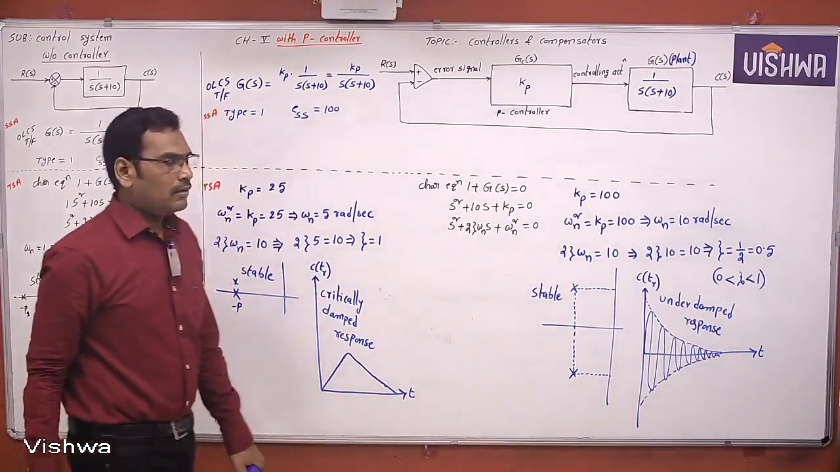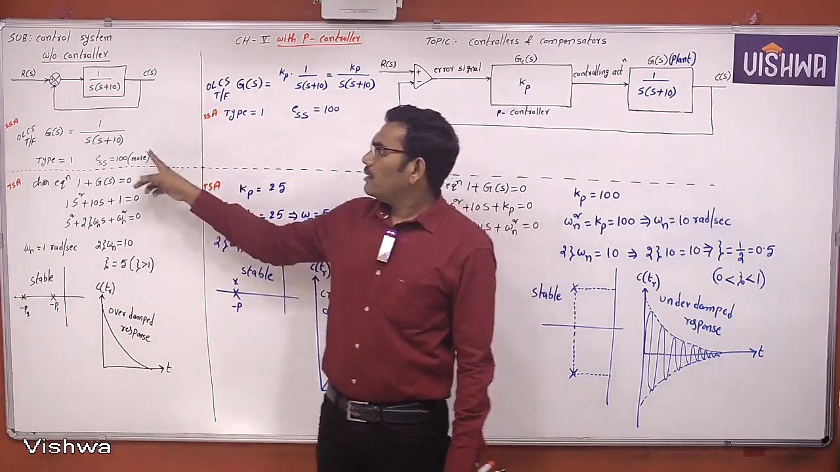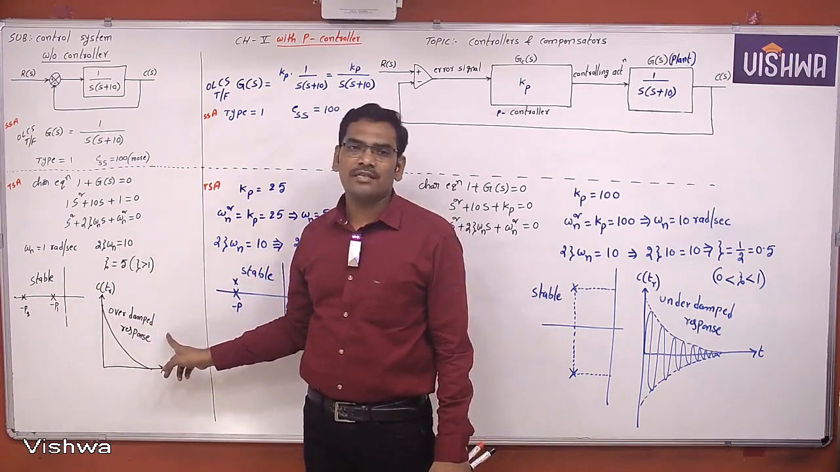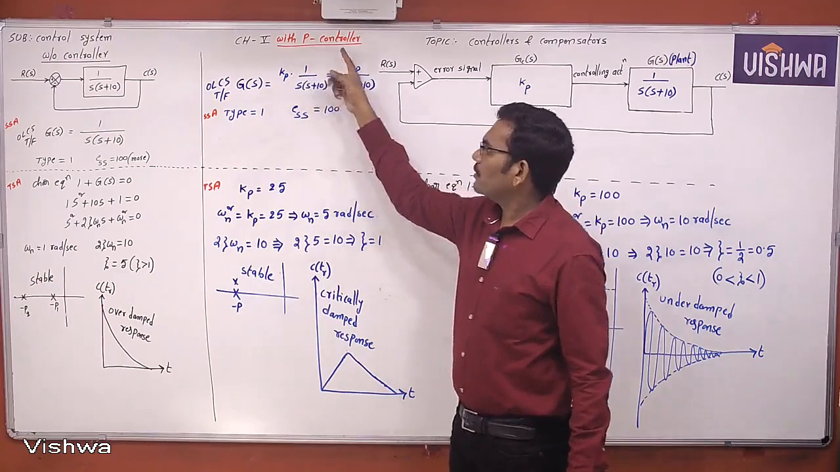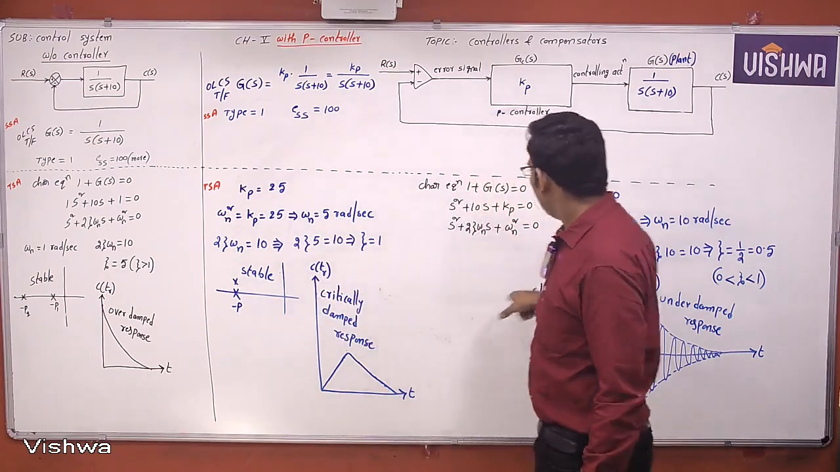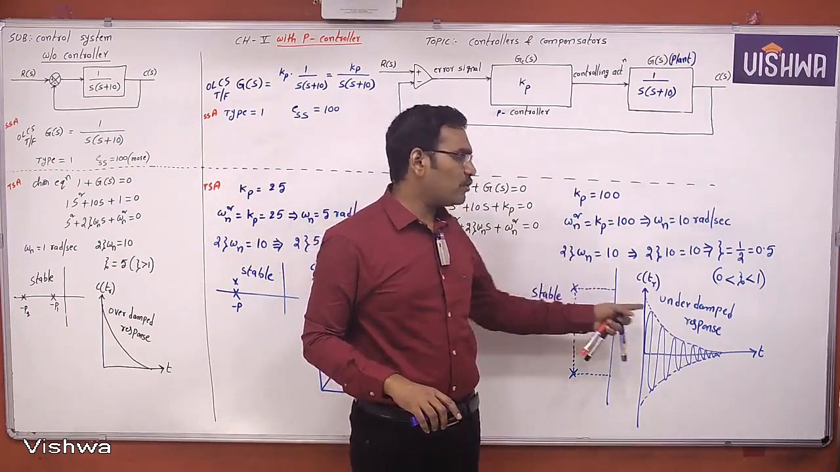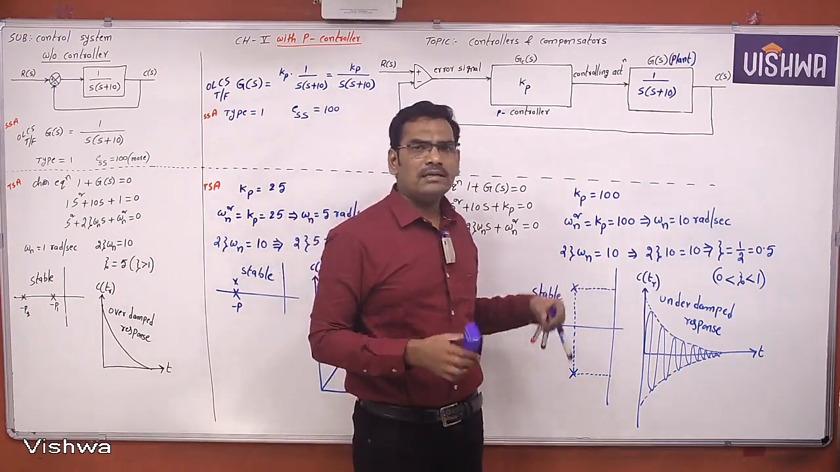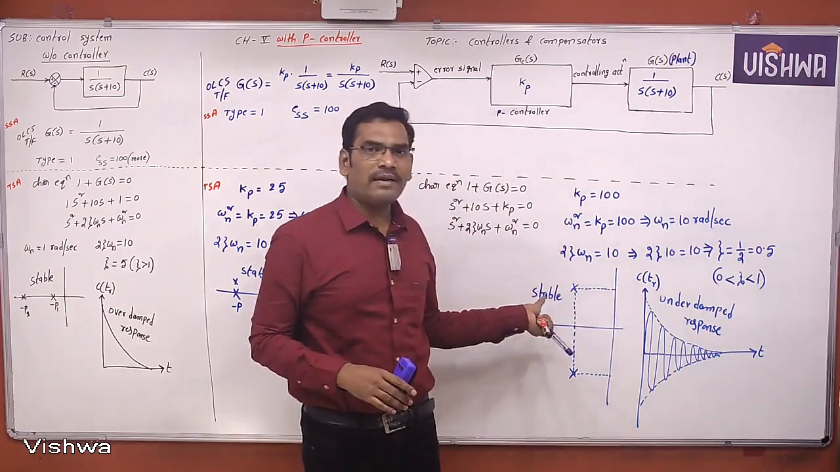Students, you just observe here. Without a controller, the error is somewhat more, but the system is stable and it produces an overdamped response. But when we apply the proportional controller and put the Kp gain as 25, it will produce a critically damped response. Then if you take the proportional controller gain Kp as 100, it will produce an underdamped response. So the response will change accordingly.